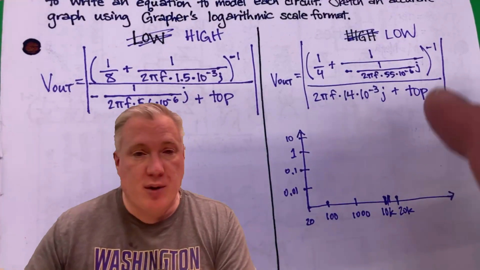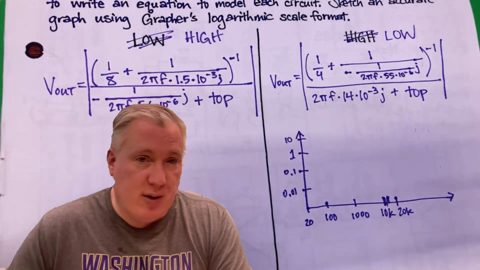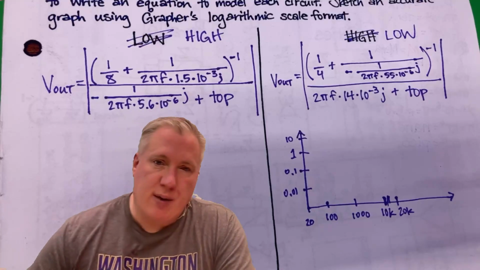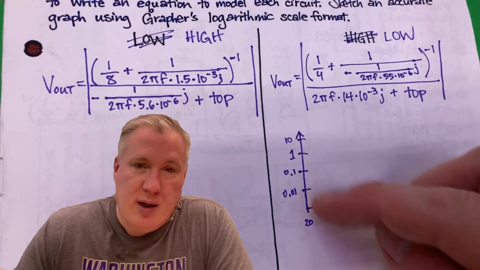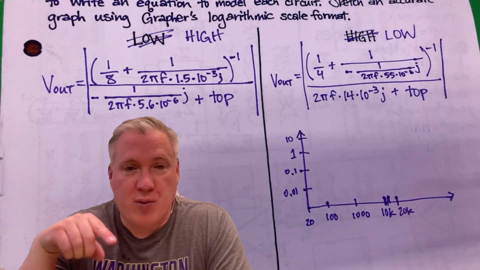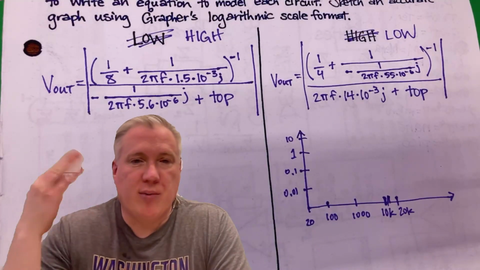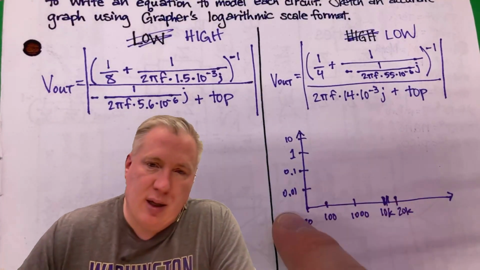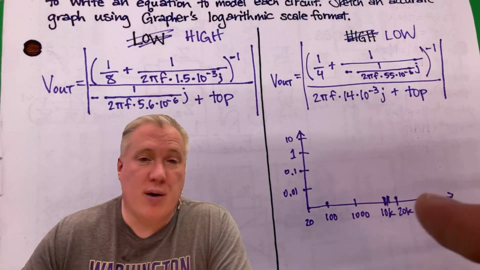Okay, and then I want you to sketch an accurate graph. Do the same thing over here as well. So you're just making a chart here of the y-axis from 0.001 up, by multiples of 10 until you get to 10, and then here this starts at 20, and then mark 100, 1,000.